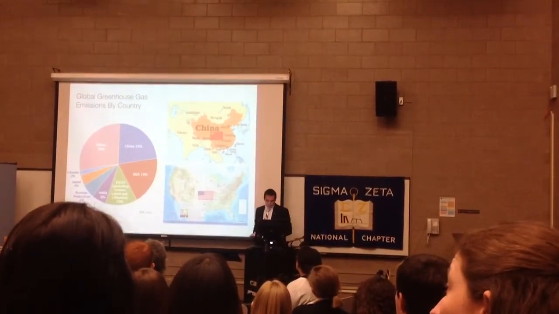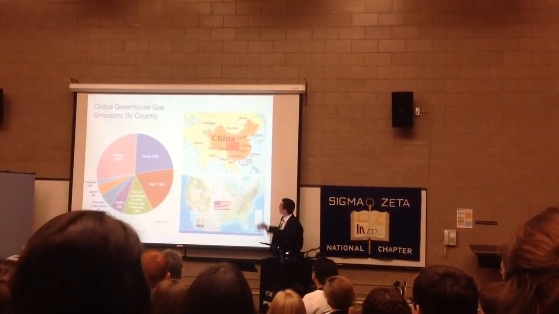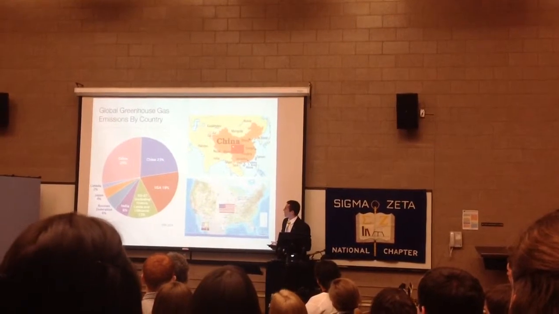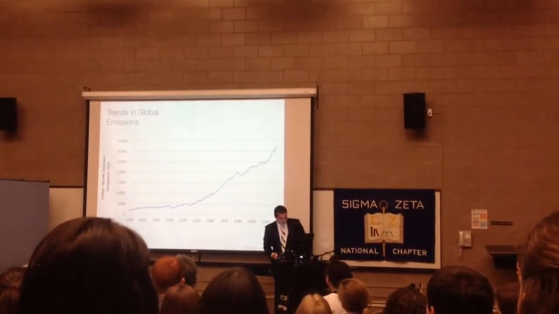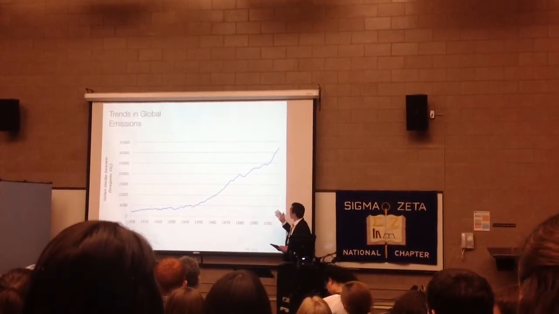All right. Next up, by country, the two largest countries that emit CO2 include China and the United States. As you can see, CO2 trends have continuously grown exponentially.